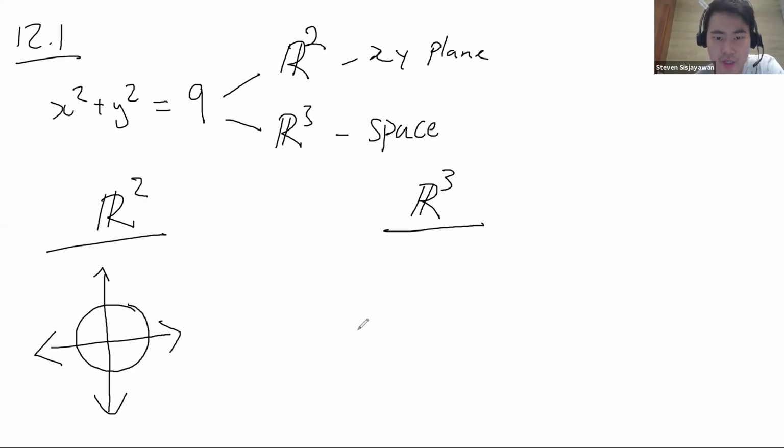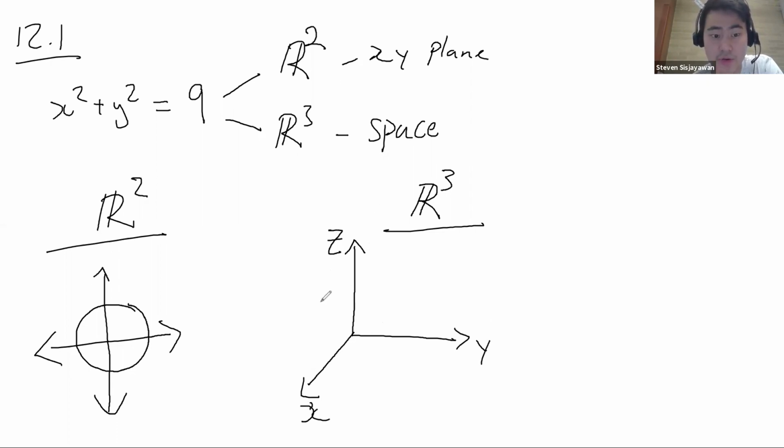For R3, as mentioned in Monday's lecture, I'm just going to start off by drawing out the axes. For this class, Math 230, we'll follow the convention of the right-hand rule. You have x pointing outwards, then you curl your right hand towards the y-axis, and the thumb points up to the z-axis. So we have something like this.